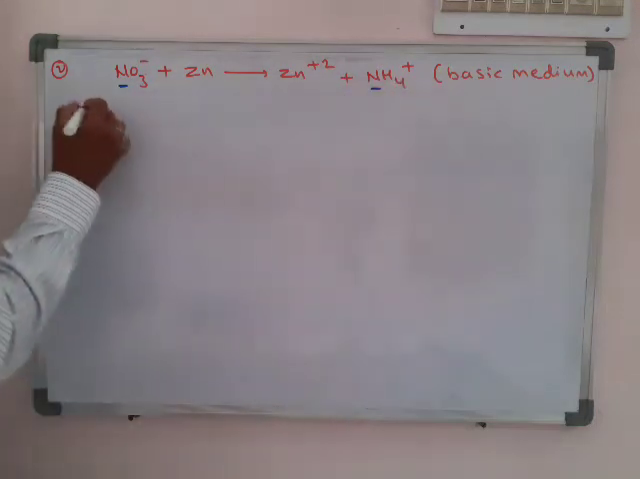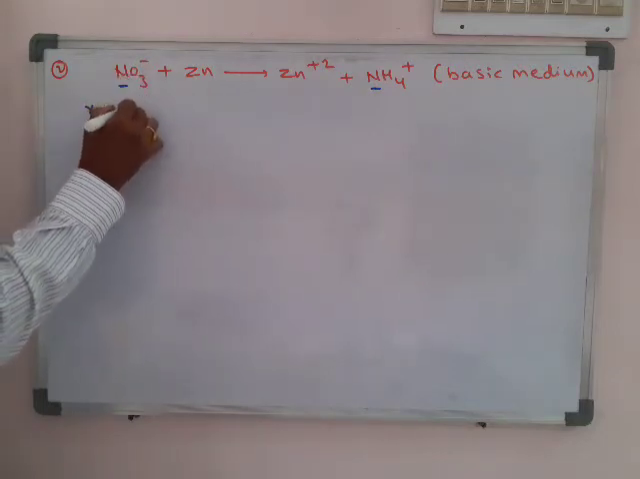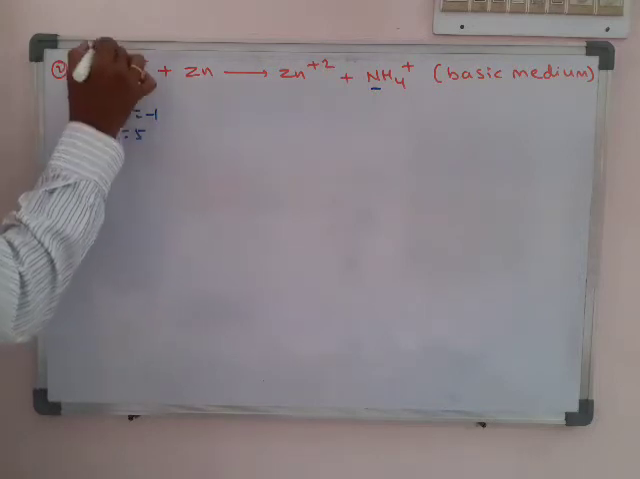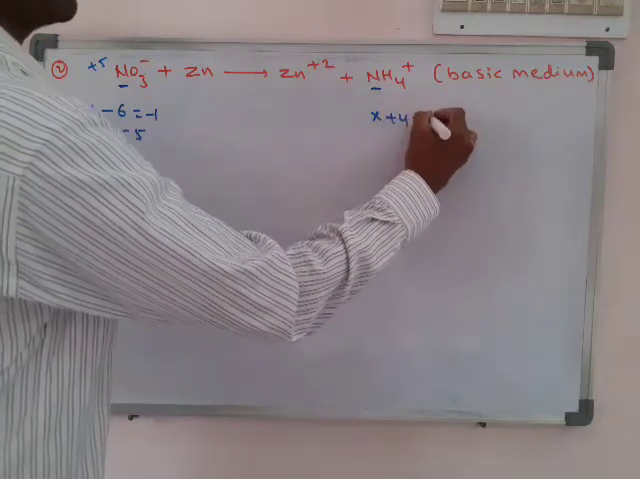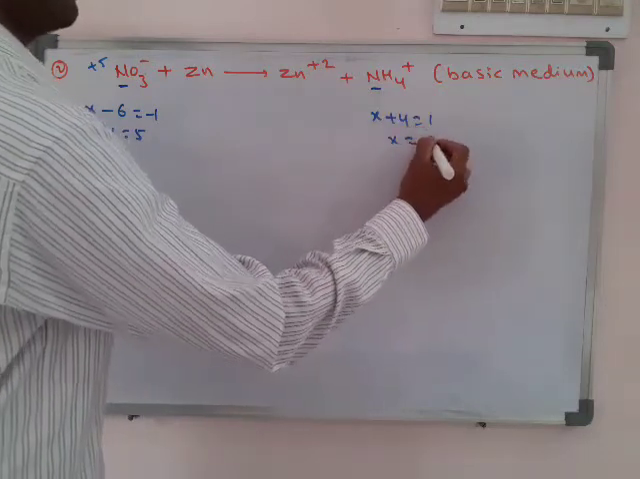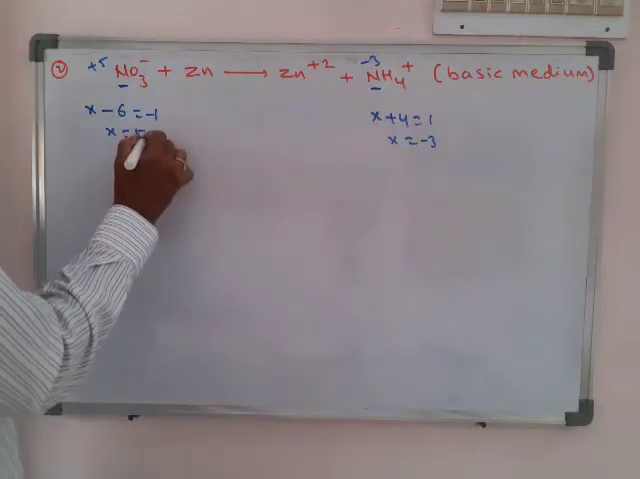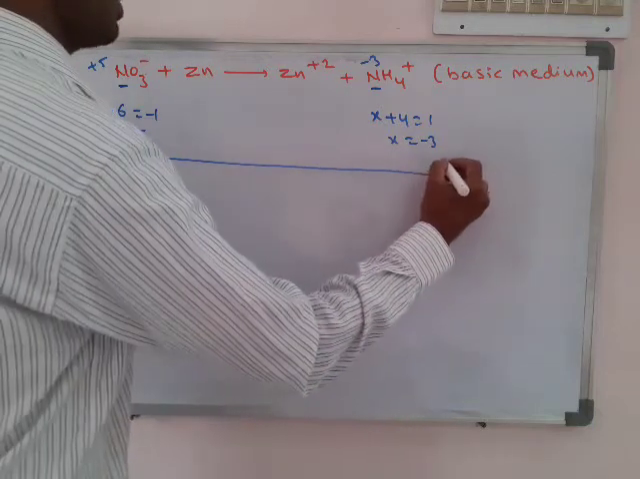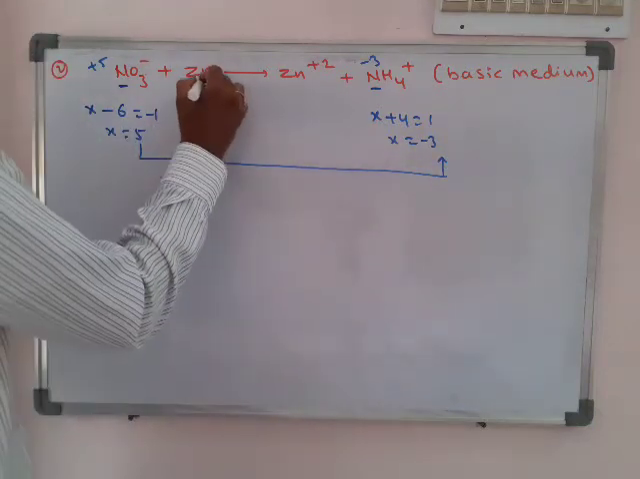In NO3 minus, let the nitrogen oxidation state be X. Each oxygen carries minus 2, so minus 6 in total, and overall minus 1, so X equals plus 5. So the nitrogen is plus 5. Here in NH4 plus, X plus 4 equals plus 1, so X equals minus 3. So nitrogen goes from plus 5 to minus 3. It decreases, which means it's a reduction.